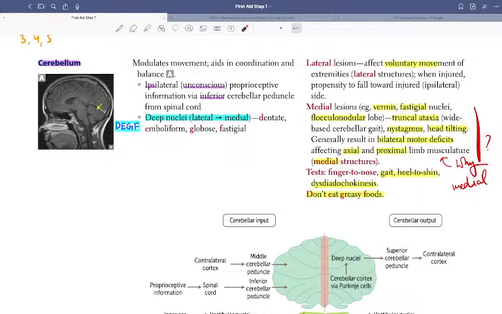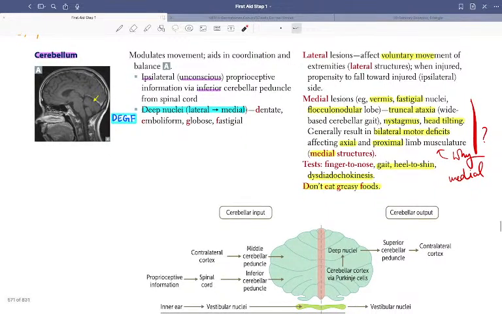Okay, now let's come to the cerebellum. The cerebellum is extremely important. Every word, every line, extremely important. So the cerebellum modulates movement.